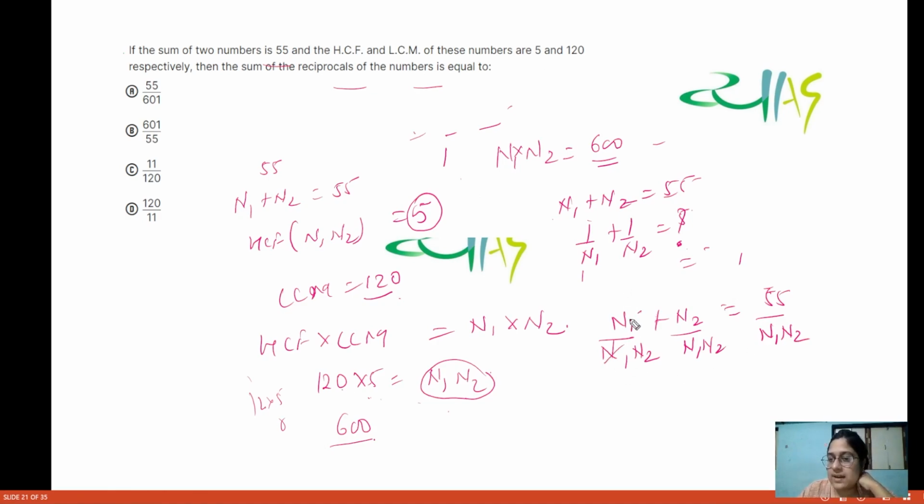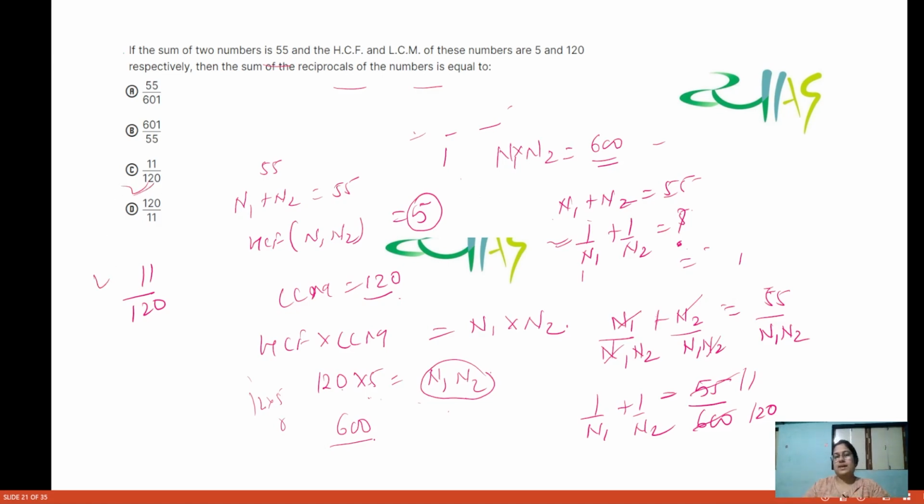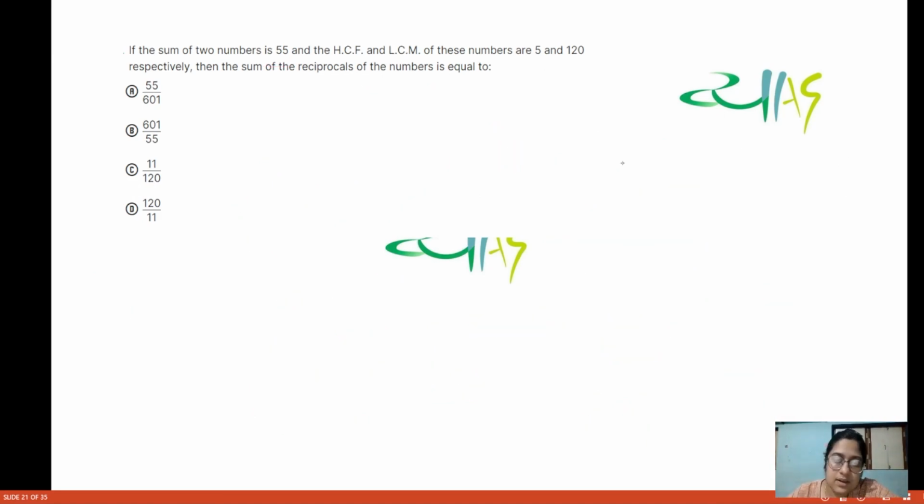So this becomes what? N1 N1 cancel, N2 N2 cancel. So 1 by N1 plus 1 by N2, this is what the question is asking. What is the sum of the reciprocals of the numbers? So we have 55 by 600, and 5 11 times is 55, 5 120 times is 600. So 11 by 120 we are getting as the answer. So this is how we can do this question. All right, so this was simple.